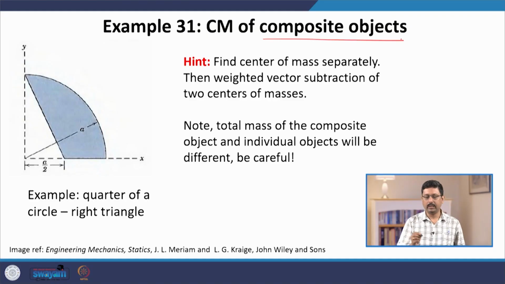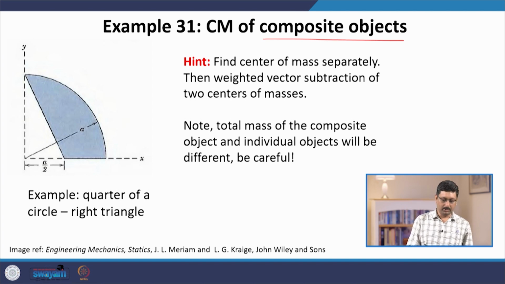So, composite objects are objects whose shape is not a regular shape. In the last class we discussed simple shapes like a straight line or a circle or a disc or a square or a triangle and so on. But often we come across objects whose center of mass we want to find, but we cannot describe the objects with such a simple shape. However, if we are lucky, we can still describe the shape of the object as a combination of simple shapes, and this is what I mean by composite objects.